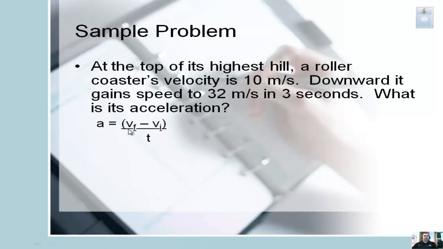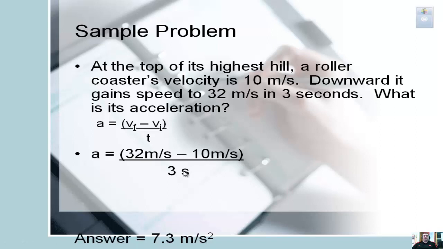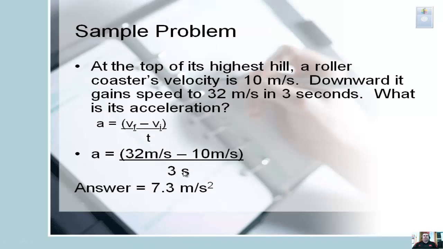So when I look at my equation, VF minus VI divided by time. Plugging those numbers in, the roller coaster car was going to end at 32 meters per second. It started at 10 meters per second. So you're going to have to do this in parentheses first. Take 32 minus 10, end up with 22 meters per second, and then take that 22 meters per second divided by 3, and what we'll end up with is 7.3 meters per second squared.